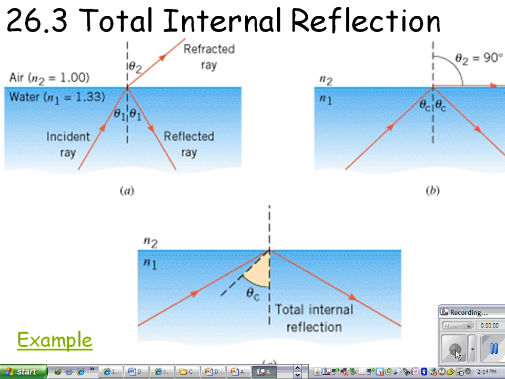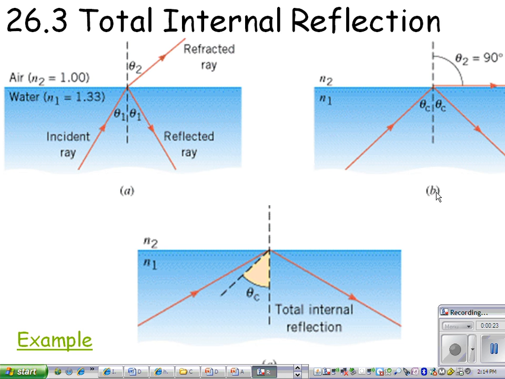We're going to review the idea of total internal reflection. This is our chapter 26-2 video. If you look at this first picture, picture A, we have light coming up through the water. The refracted ray bends away from the normal, that's theta 2. And then you also have partial reflection, which is theta 1, that's your reflected ray.